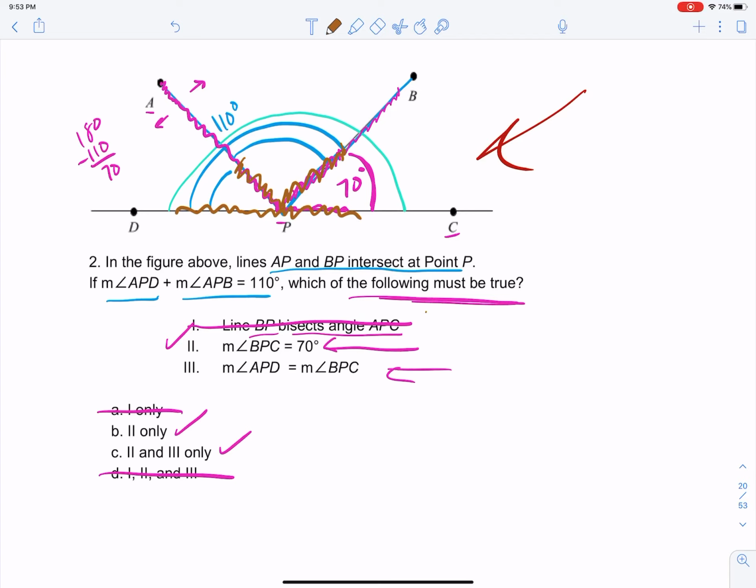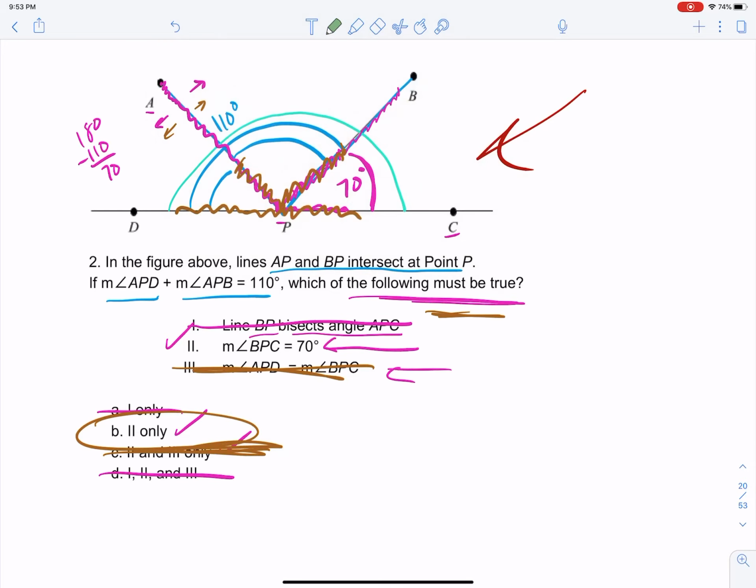Because remember, it's asking must be true, okay? So remember, we said this line here, this line AP, it could move this way or this way a little bit. And then as a result, we wouldn't have equal angles, right? So 3 does not have to be true. Anything with 3 is now gone. That's it. Now let's get to the fun one.